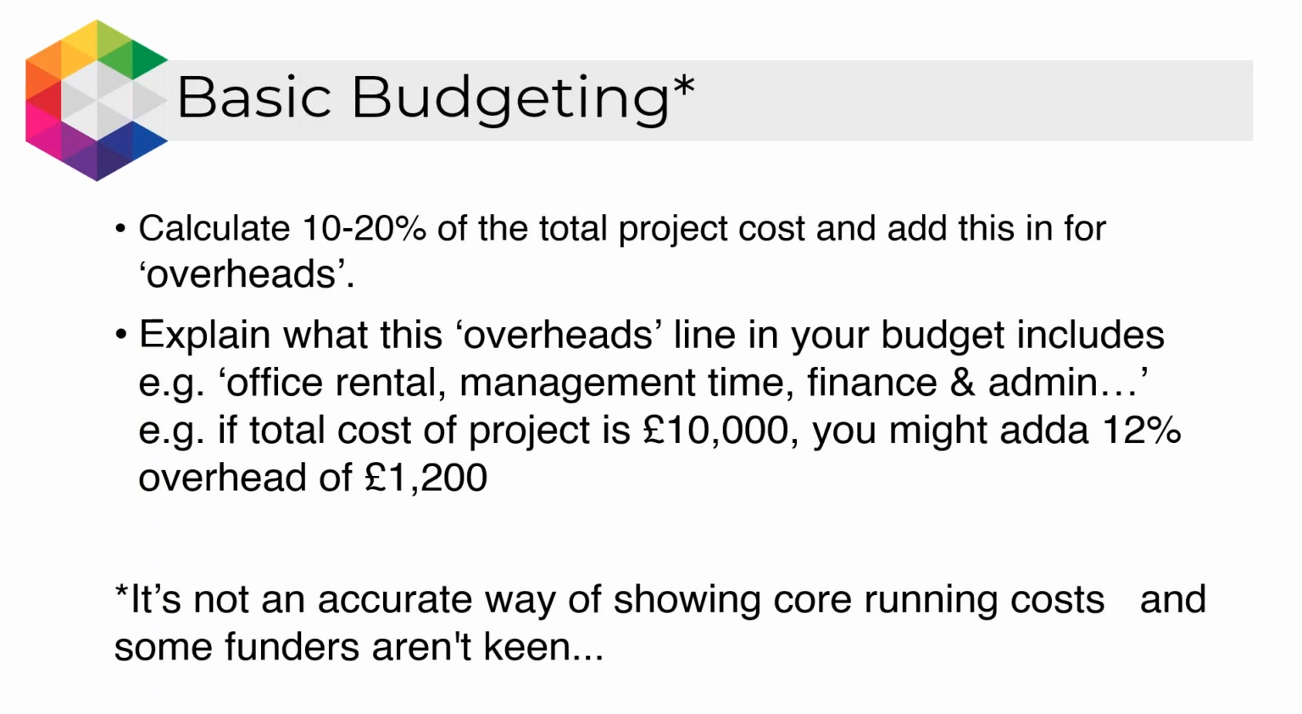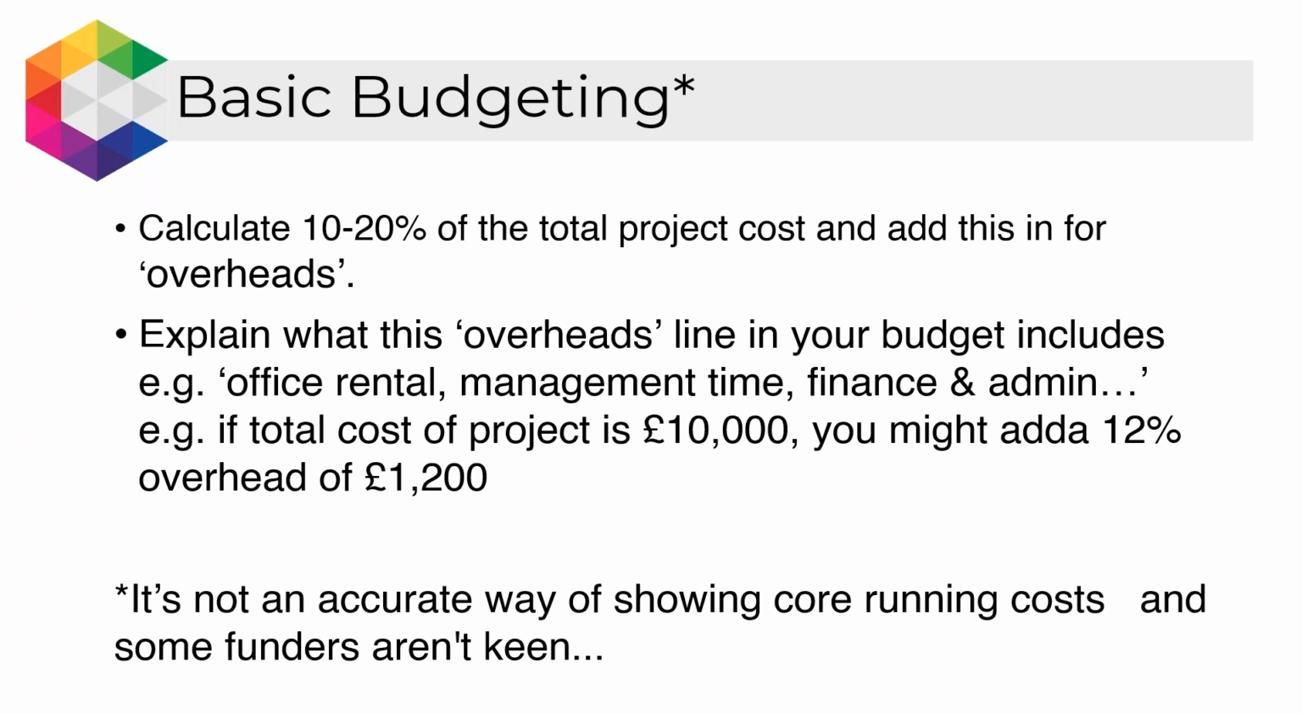So let's look first at basic budgeting. I'm so glad this is the webinar I've decided to record when it turns out I can't really get my words out. So basic budgeting is basic. It is what it sounds like. It's where we calculate between 10 and 20% of the total project cost and add this in for our overheads. So this is when you're applying for a grant for a project. This is how you can put your full cost, your core costs, in with that bid.